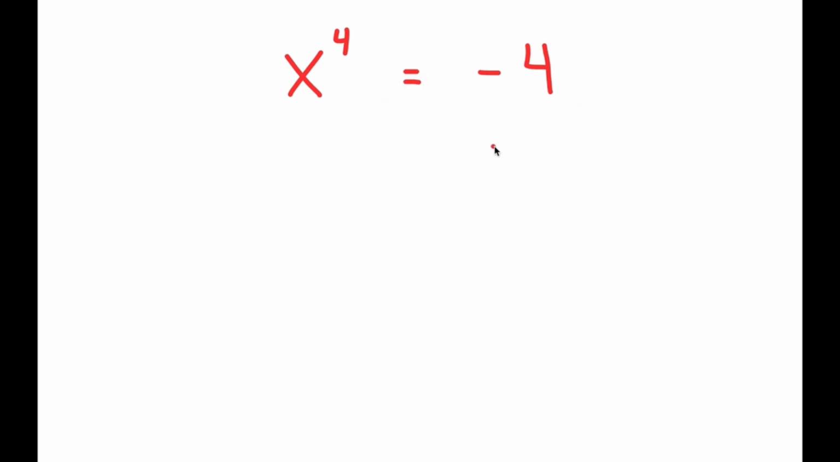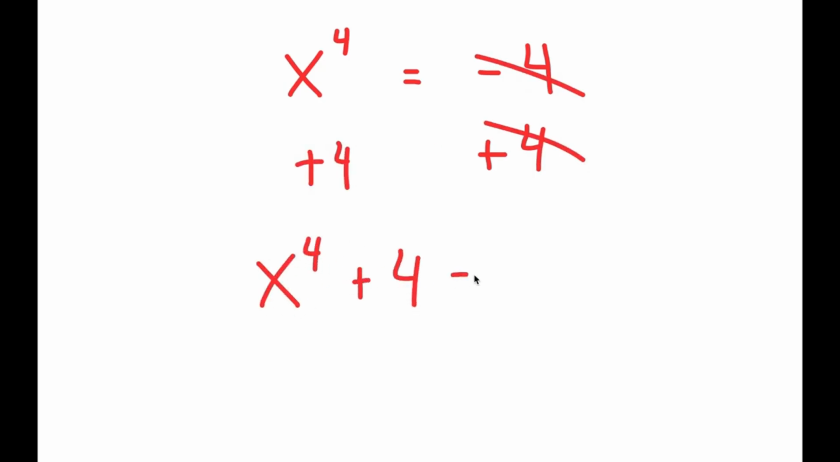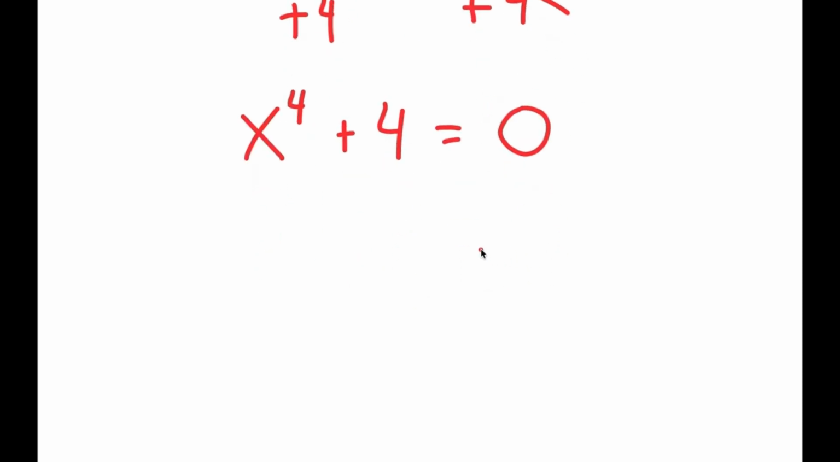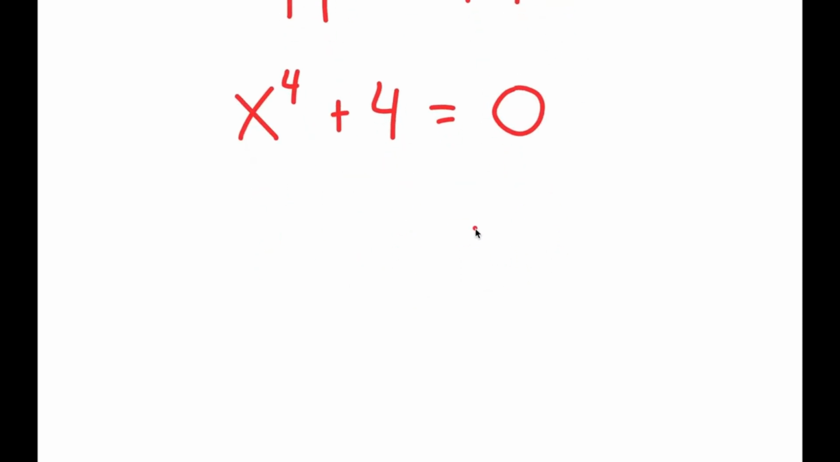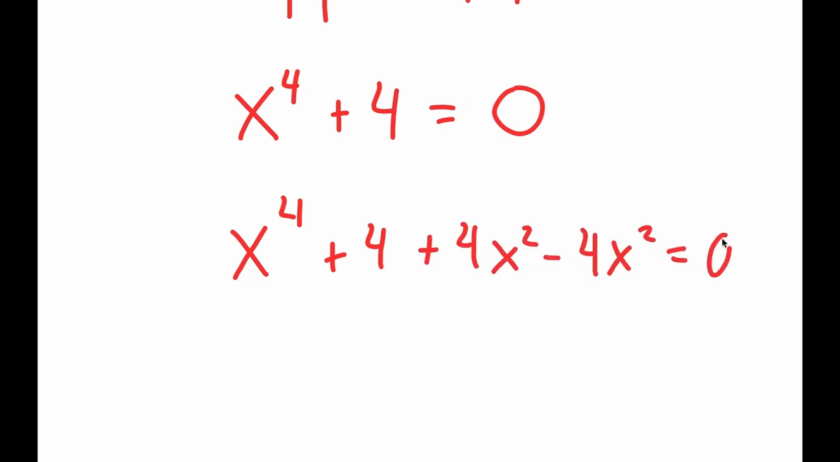So to solve this, I'm going to first start by adding 4 on both sides. So these two cancel out, and I get x to the power of 4 plus 4 is equal to 0. Now from here, I'm going to rewrite this as x to the power of 2 times 2, or actually, I'm going to rewrite this as x to the power of 4 plus 4x squared minus 4x squared is equal to 0.